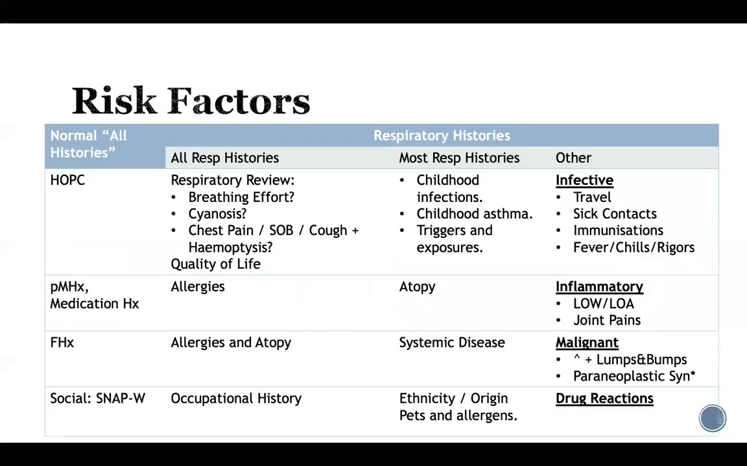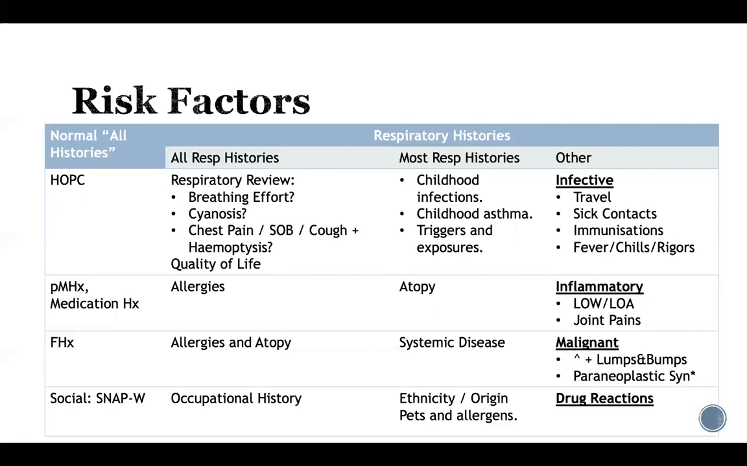These are all the different permutations of a respiratory history. So for all respiratory histories, you want to see how well they're breathing, how it's affecting their quality of life, like can they still dress, cope, eat, shower themselves. You want to ask about the risk factors. So you ask them about allergies and atopy. And then you ask them about their occupational history, which is critical in a respiratory OSCE. You don't have to ask them for most other systems, but for respiratory, you need to know their occupational health history.